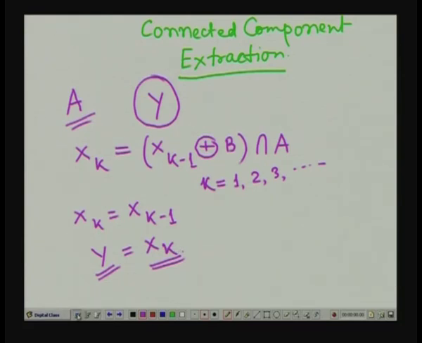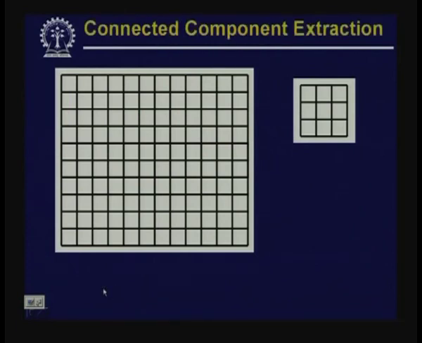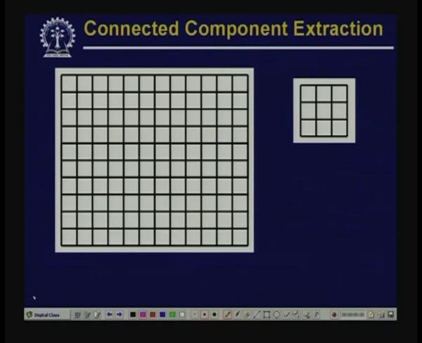So, again let us take an example for this. As before, let us take a particular set of connected pixels, something like this. So, these are the set of connected pixels.